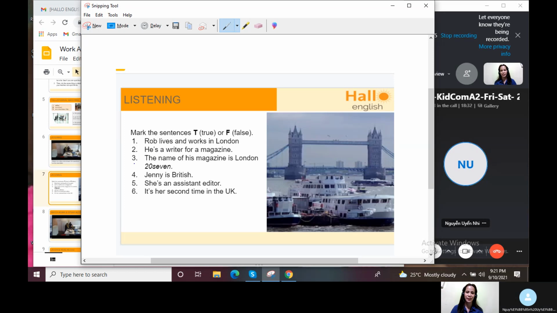So number 3, can you read it? The name of his magazine is London 27. Is it true or false? So what's the name of his magazine? The name of his magazine is 24/7. Okay, very good. So number 4, Jenny is British. Is it true? I don't know. Jenny is from New York. So maybe Jenny is not British because she is living in New York. Okay. So Rob is the British one. So Jenny is an American, I think.